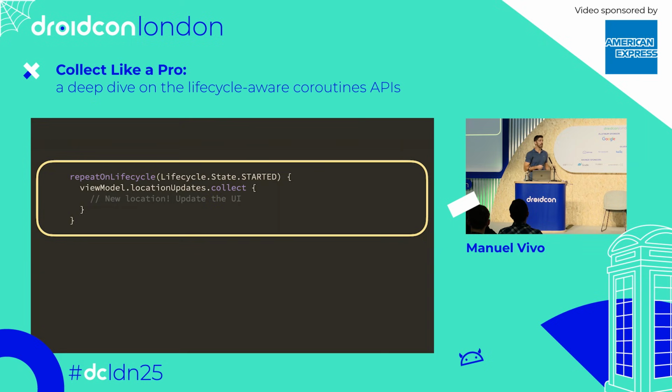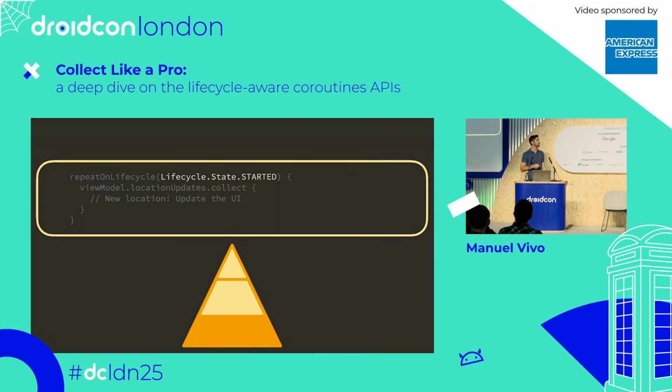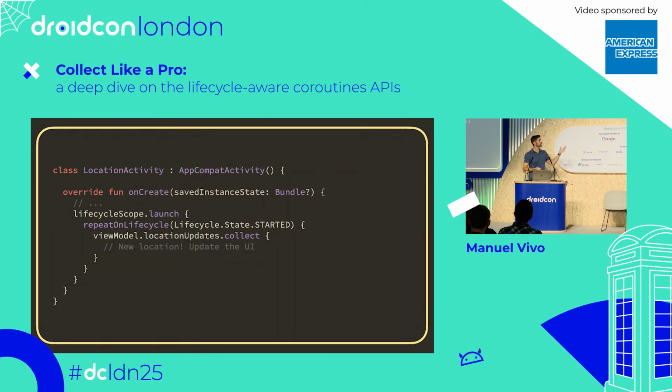Inside the repeatOnLifecycle block, we can collect from that flow. And because here we are using started, it means that the collection is going to happen only when the lifecycle is started. And then if we pass in resumed, only while the UI and the lifecycle is resumed, while the app is foregrounded.